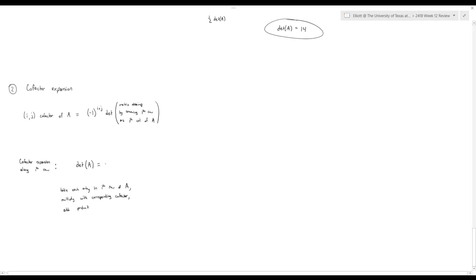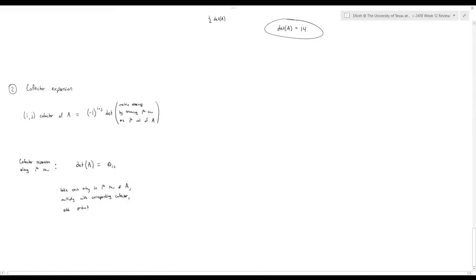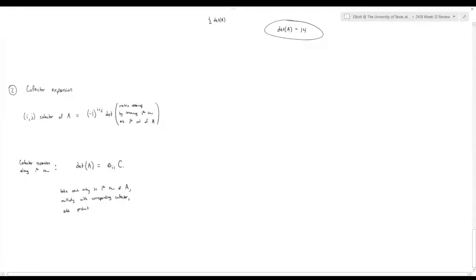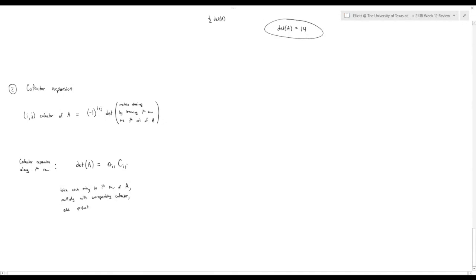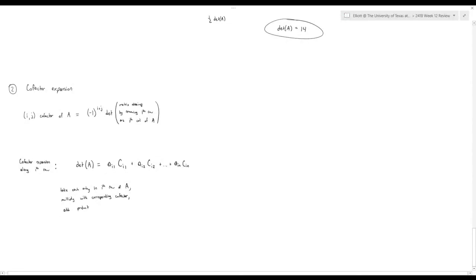Okay. So that's a description in words of how it works. As a formula, it would look something like this. Take each entry in the ith row, so a_i1 is the first entry in the ith row. You multiply by its corresponding cofactor, the i1 cofactor. And then again, I take the second entry in the ith row, multiplied by its corresponding cofactor. Keep doing that for every entry in the ith row. You add all of that up, and that's going to give you the determinant, okay? You can also do cofactor expansion along any of the columns, okay?